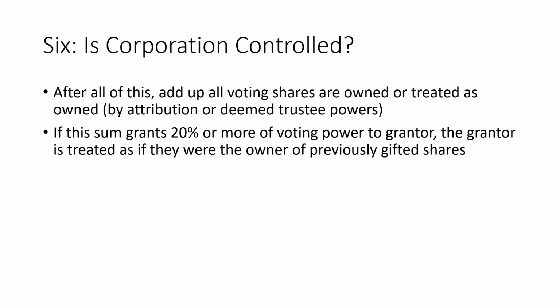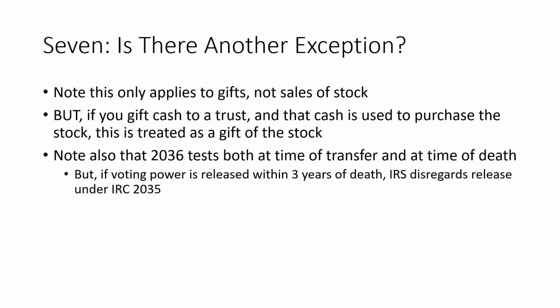And if that sum gives 20% or more of the voting power by class of stock to the grantor, then the grantor will be treated as if they're the owner of any previously gifted shares, and those prior gifts will be disregarded. So what will happen is that the growth and value of those previously gifted shares will get pulled back into the gross estate and will be subject to estate tax. Now, before we get there, we also need to look at, is there another exception? Because this only applies to prior gifts of corporate stock and not to sales of the stock.